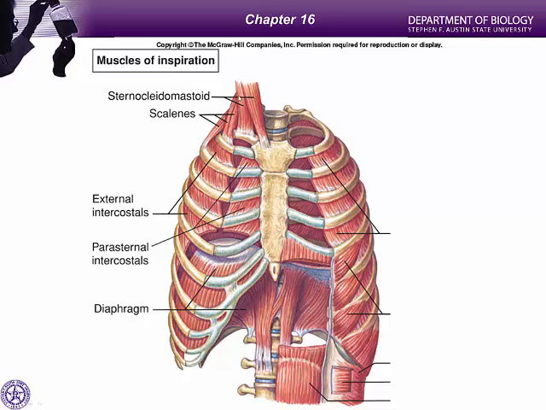And here we have the sternocleidomastoid, here we have the scalenus. These are attached to the upper portions of our ribs, and they're going to pull this entire unit up as well. That's during active inhalation.